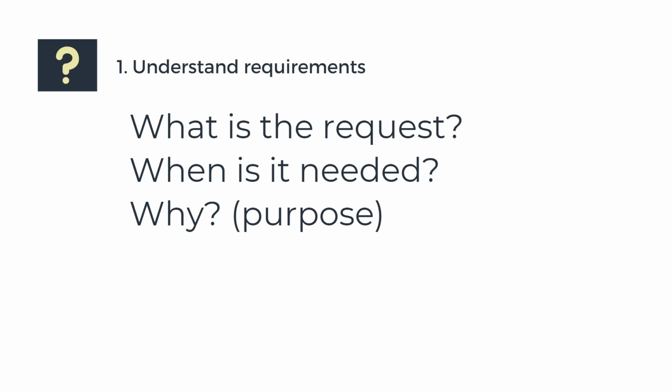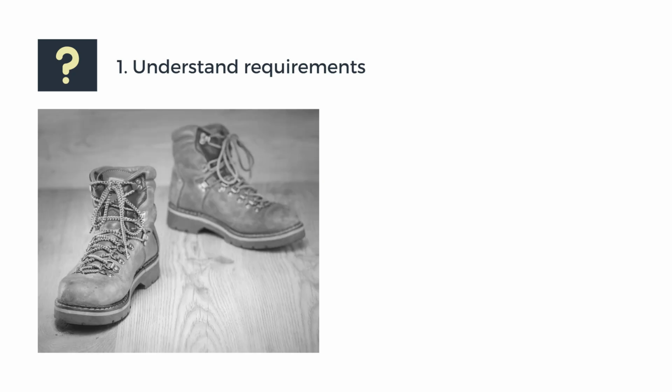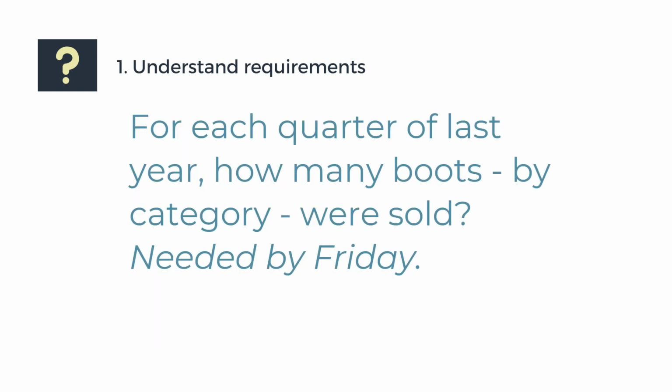Suppose we work for a retail company that sells men's boots, and we are asked to create a chart showing for each quarter of last year how many boots by category were sold. Data requests often have 2 parts, the type of data and a specific time frame. It's important to know when the product is needed because how much time you have to work on it can help determine how complex a chart you are going to create.